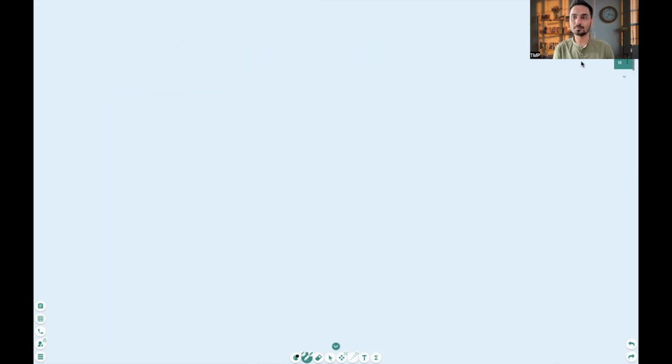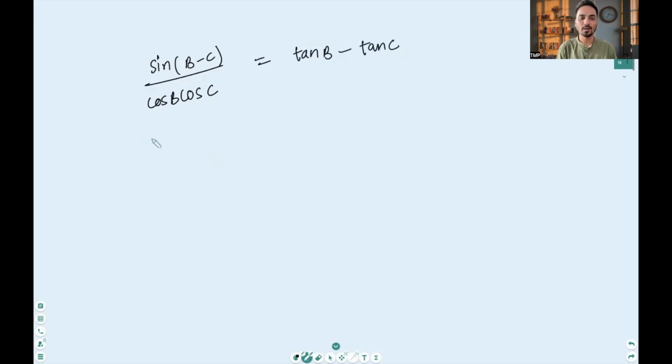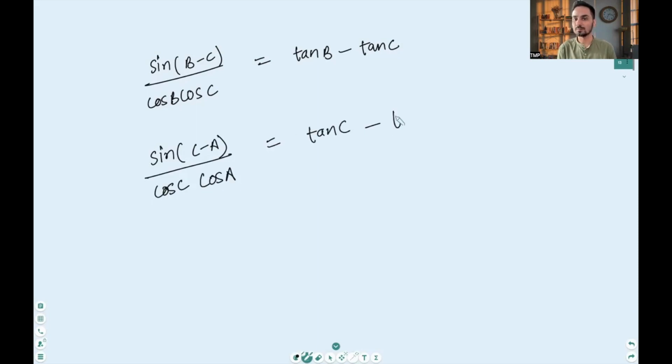So the first term on the left-hand side, which was sine(b minus c) over cos b cos c, is the same as tan b minus tan c. In a similar manner, we can prove that the second term, sine(c minus a) over cos c times cos a, is the same as tan c minus tan a. And the last term, sine(a minus b) over cos a cos b, is the same as tan a minus tan b.